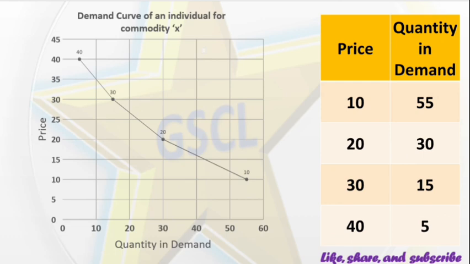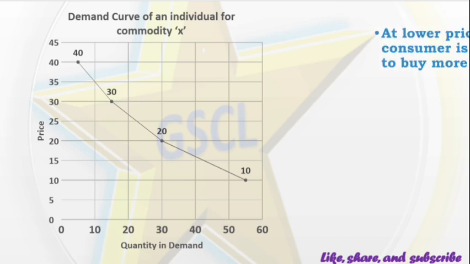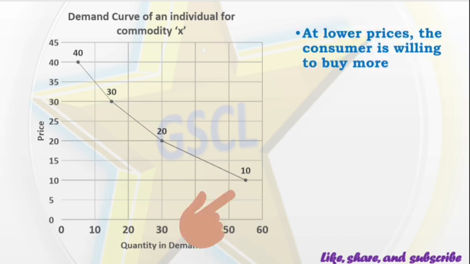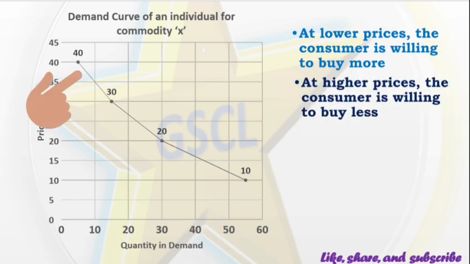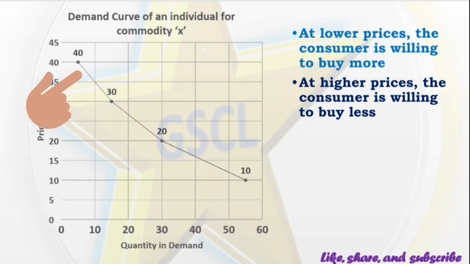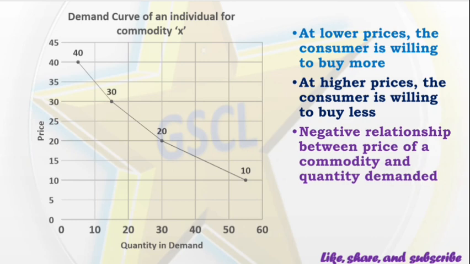The same is graphically represented with quantity demanded on the x-axis and price on the y-axis. Notice that at lower prices, the consumer is willing to buy more. At higher prices, the consumer is willing to buy less. And there is a negative relationship between the price of a commodity and quantity demanded. This is called the law of demand.